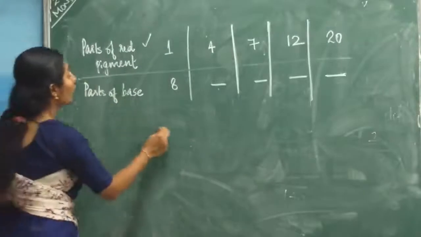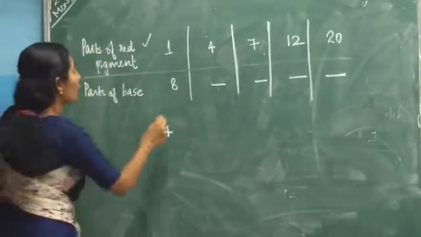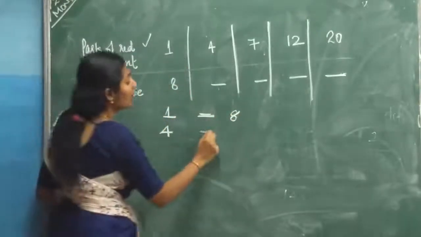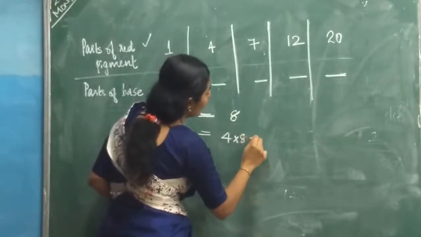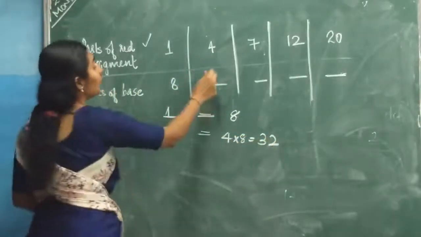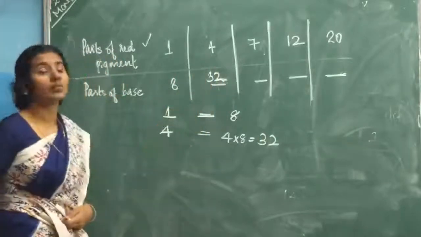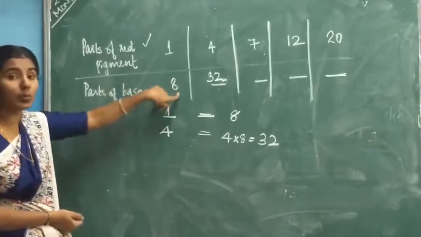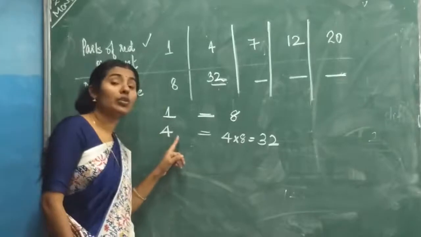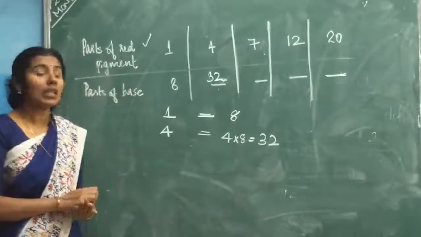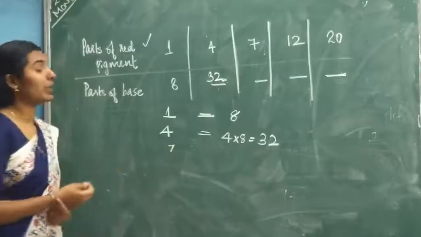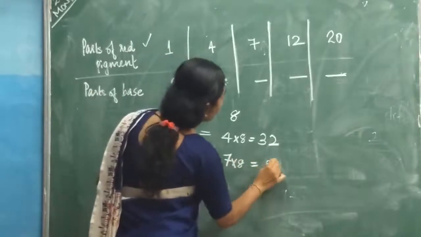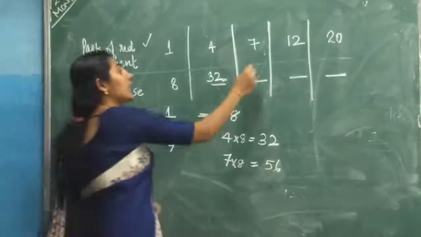See here, for 1 part of red pigment, the base is 8. So for 4 parts means 4 multiplied by 8. What will you get? 32. So what is the base? 32 parts of base. Again you see, for 1 part of red pigment you will get 8 parts of base. So for 4 parts of red pigment you will get 32 parts of base. Now for 7 parts of red pigment you will get 7 multiplied by 8. That is 56. The parts of base is 56.